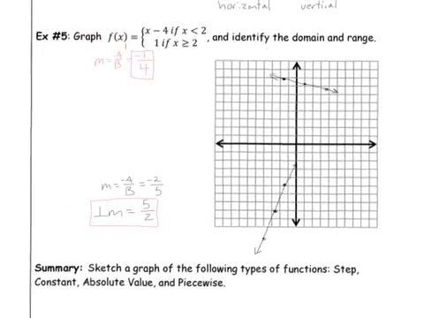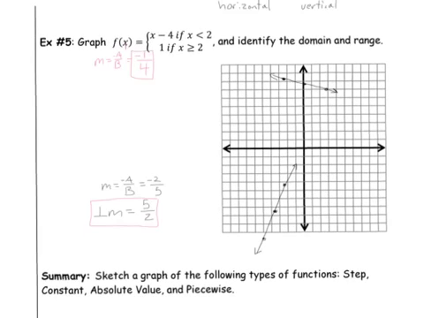Okay, now we have a piecewise function. Understand, what they're saying here is that f of x equals x minus 4 only when x is less than 2. And for everything else, we're just going to say that f of x equals 1 when x is greater than or equal to 2. So let's break this down so that you get it. This is kind of like we're saying, hey, let's graph the top one like this, y equals x minus 4, only if x is less than 2. And let's graph the other one, y equals 1, only if x is greater than or equal to 2.